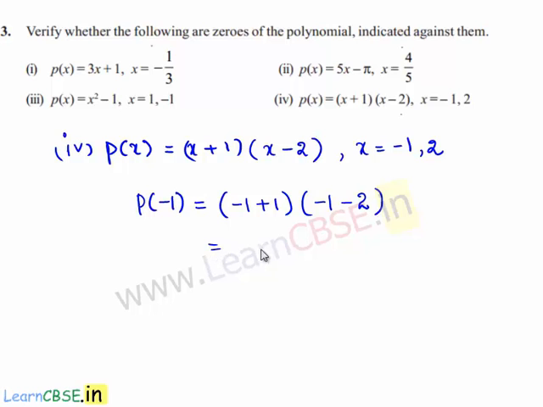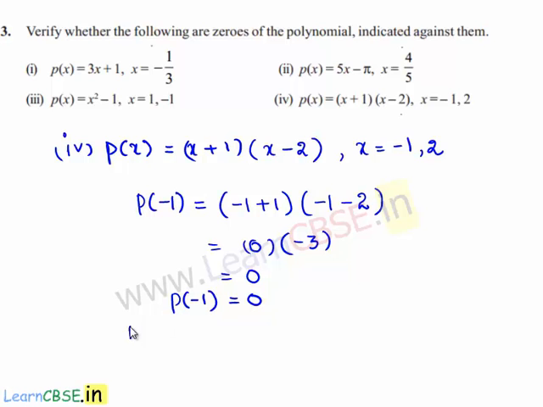Minus 1 plus 1 is 0. Minus 1 minus 2 is minus 3. 0 multiplied by anything becomes 0. Therefore, p of minus 1 is 0. That means minus 1 is a 0 of the given polynomial p of x.